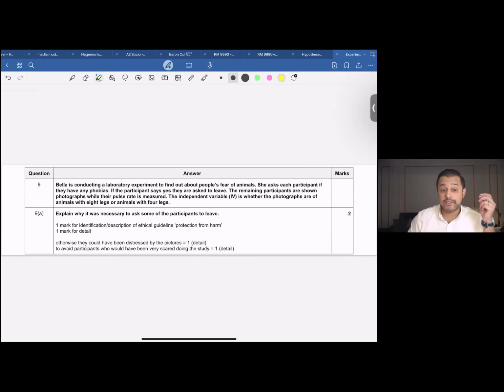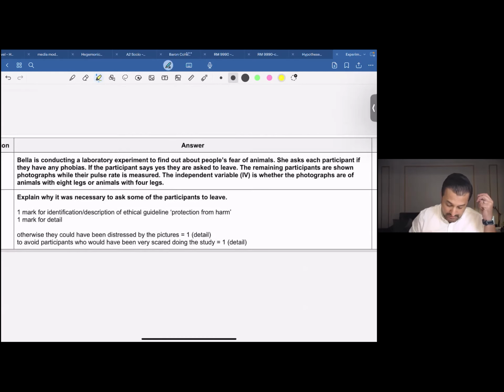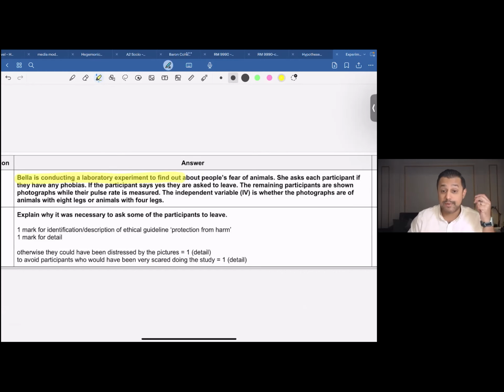The question over here reads, Bella is conducting a laboratory experiment to find out about people's fear of animals. She asks each participant if they have any phobias. If the participant says yes, they are asked to leave. The remaining participants are shown photographs while their pulse rate is measured. The independent variable is whether the photographs are of animals with 8 legs or animals with 4 legs.